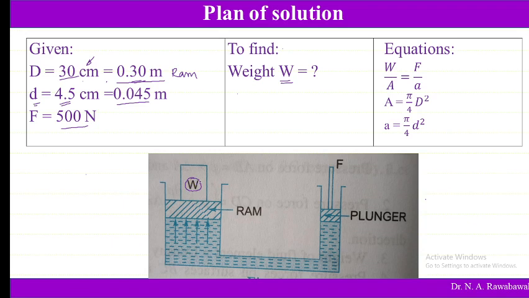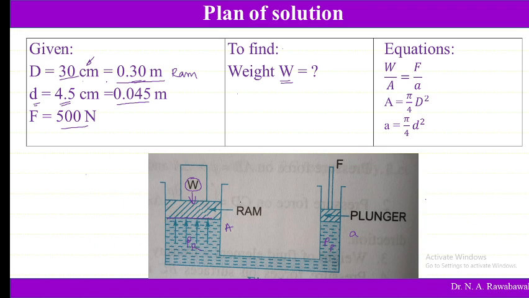So what is the equation? The pressure intensity is the same. So pressure on the ram side is equal to pressure on the plunger side. Pressure on the ram side is weight divided by area. Weight is nothing but force acting in the downward direction, force per unit area. Let us say capital A is the area of the ram and small a is the area of the plunger.